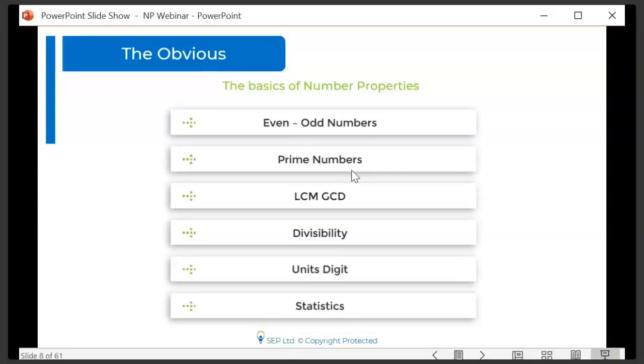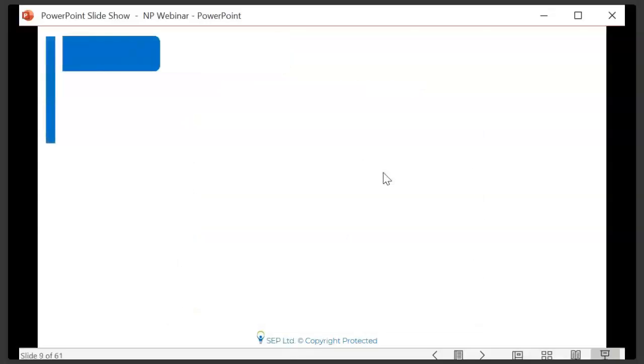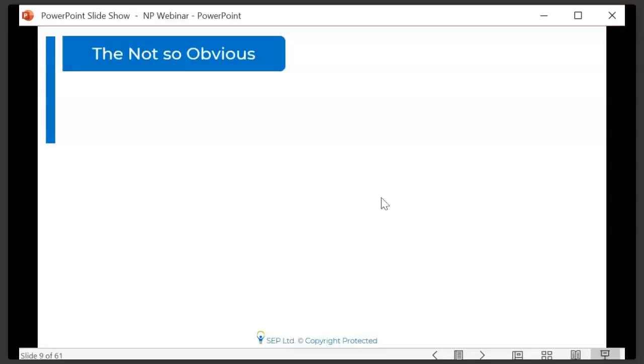But I have a slightly different opinion. I feel, yes, it's very obvious that you need to do these things, but there are certain not so obvious things that you need to know to be able to ace number properties. And to help you understand that, let me talk about verbal a bit.